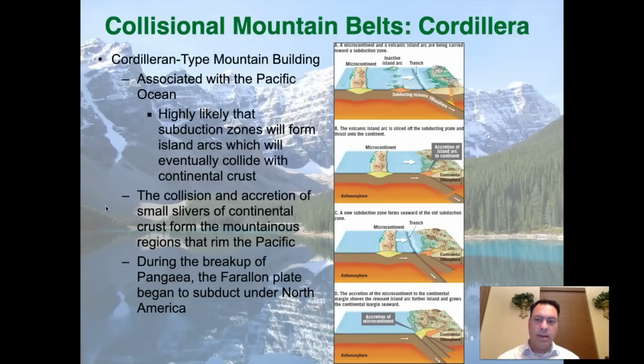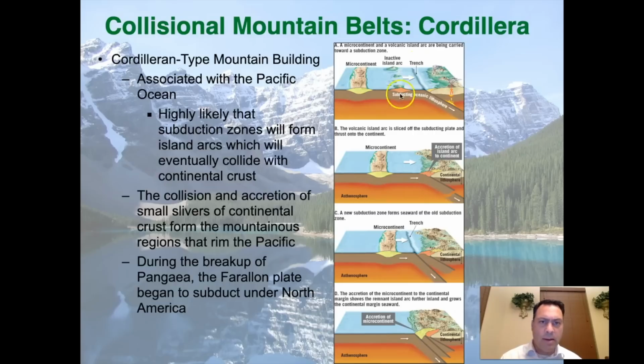And the reason why is that during the breakup of Pangaea, in other words, when Africa was rifting away from North America during that breakup, the Farallon Plate, which is a plate that no longer exists, at least not off the coast of California anymore, because the San Andreas Fault is actually symbolic of the death of that plate. But the Farallon Plate began to subduct underneath North America. So there was an old subduction zone off of California. We talked about that a little bit earlier.